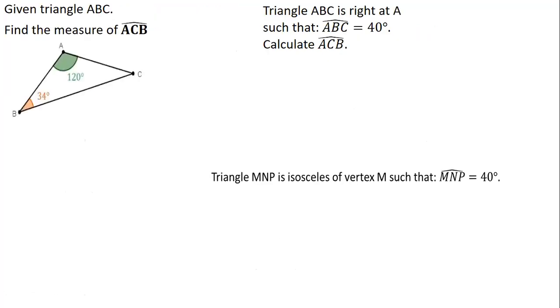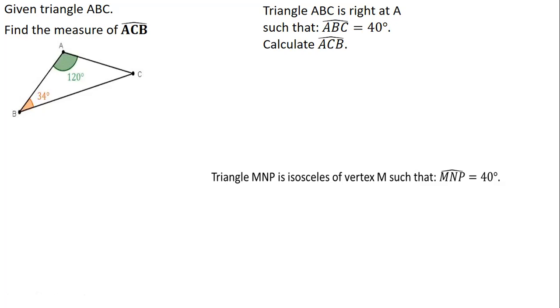I will give you other examples. Given triangle ABC, we should find the measure of angle ACB. So we can see that in this triangle, I have the measure of angle BAC 120 degrees. The measure of angle ABC is 34 degrees. I have a missing angle at vertex C, which is ACB.